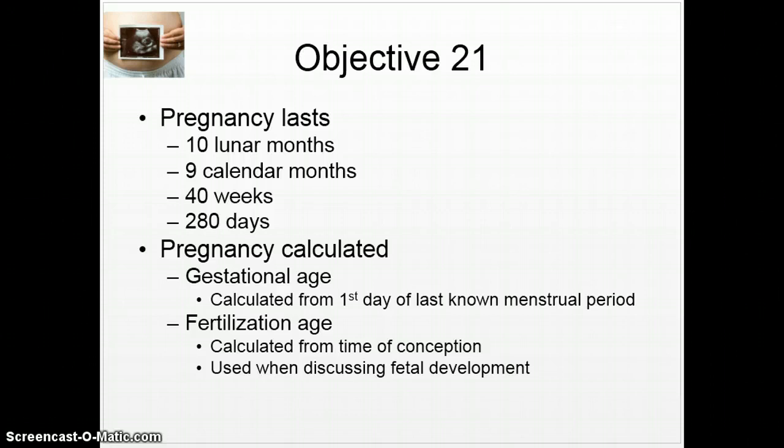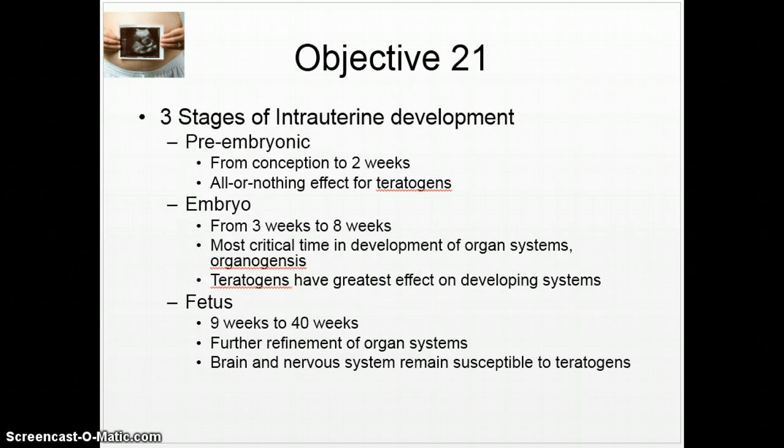Fertilization age is commonly used when discussing embryonic and fetal development. So it's important to know the difference between gestational age and fertilization age. Gestational age is always 2 weeks more than fertilization age. There are 3 stages of intrauterine development. The pre-embryonic stage occurs from conception to about 2 weeks post-conception.